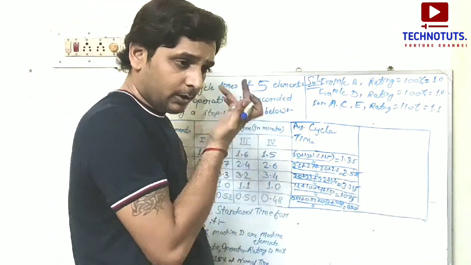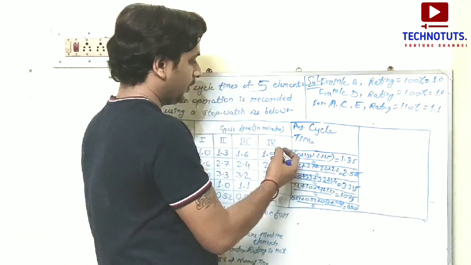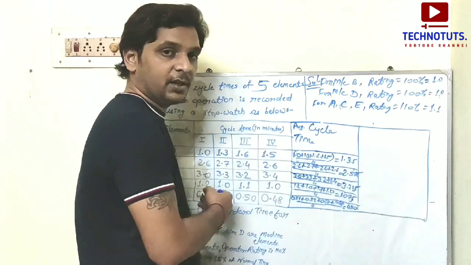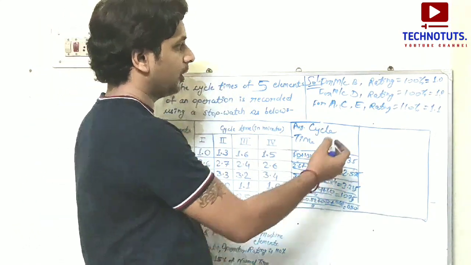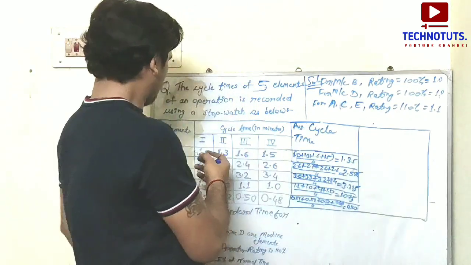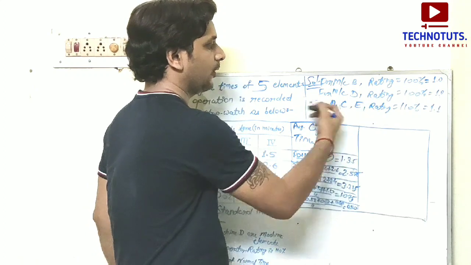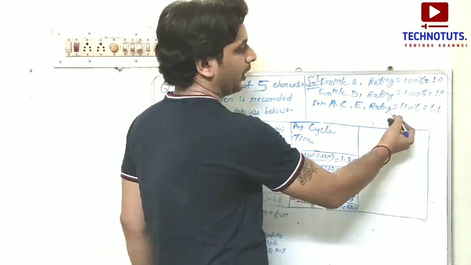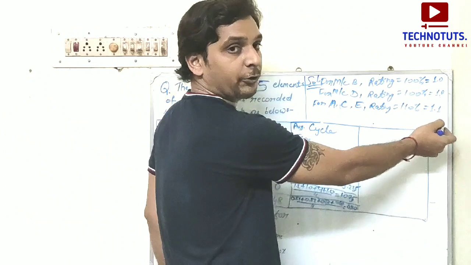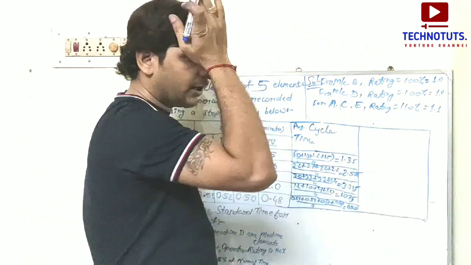Now we have to calculate the normal time for all these elements A, B, C, D and E. So let us note it down, what percentage rating should be taken. Percentage rating I have already noted down here. For A, C and E elements we will take rating as 110%, that is 1.1, and for machine number B and D we will take rating as 100%, that means 1.